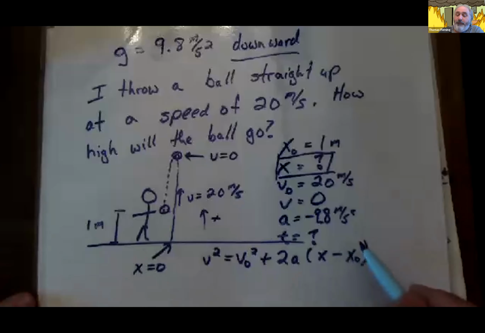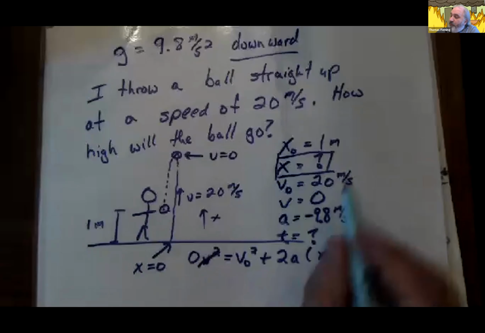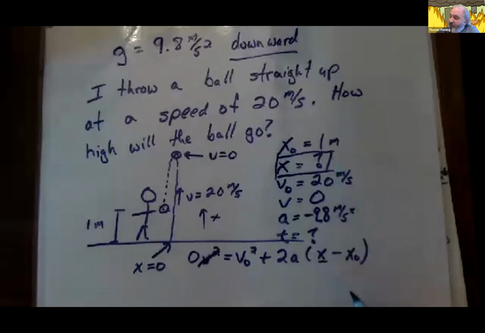There's my inventory. All I got to do is kind of pimp it out for that particular set of starting points. And I like to do all the algebra without plugging numbers in wherever possible. So V final is 0. I can make that be 0. But that's the only 0 I've got. So what am I solving for? I'm solving for x final. So I need to get this by itself.